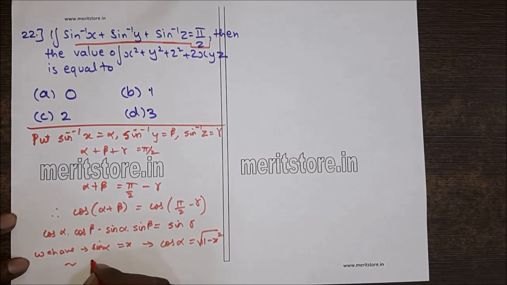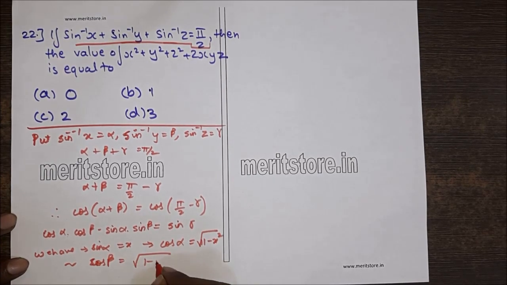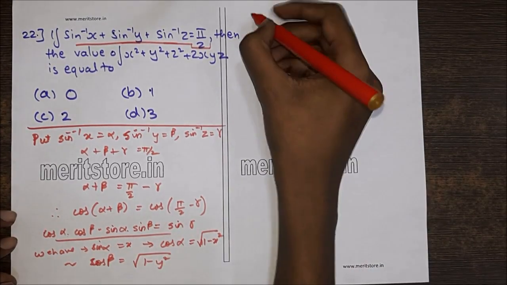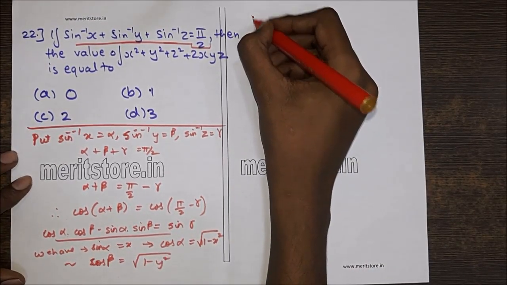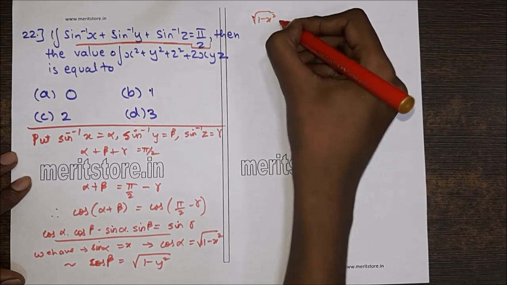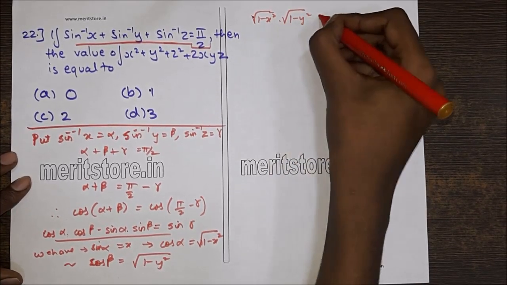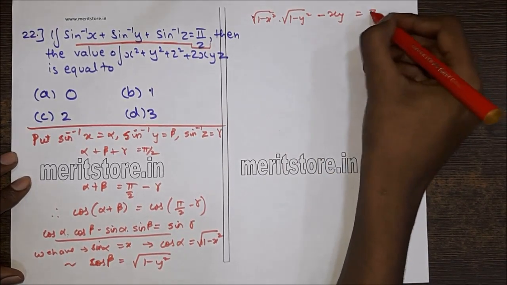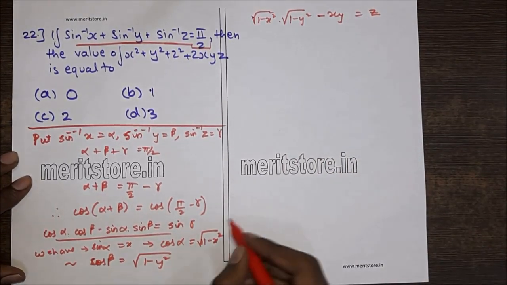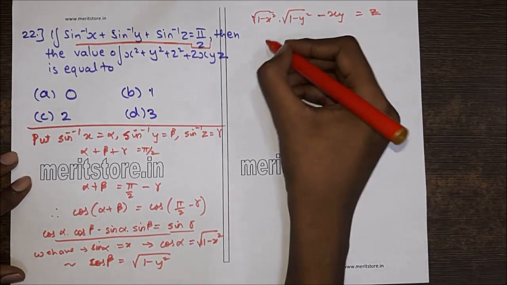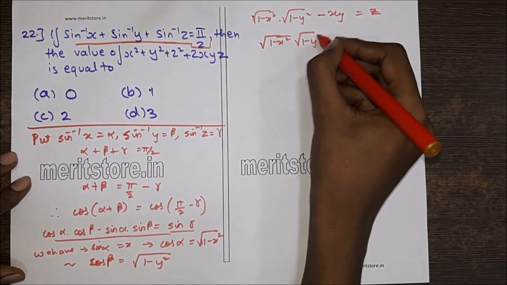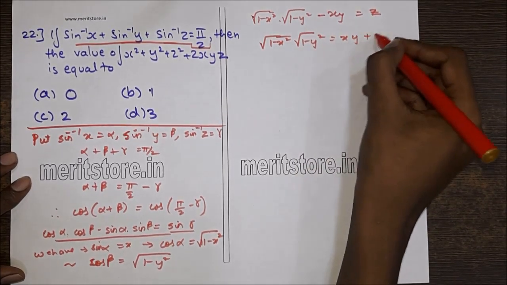Similarly, cos beta is root of 1 minus y square. So substituting in this equation, we get root of 1 minus x square into root of 1 minus y square minus xy is equal to z, since sin gamma is z. That is root of 1 minus x square root of 1 minus y square is xy plus z.